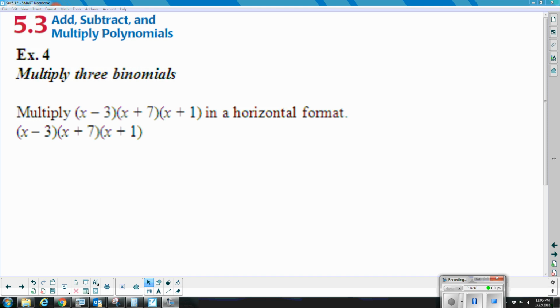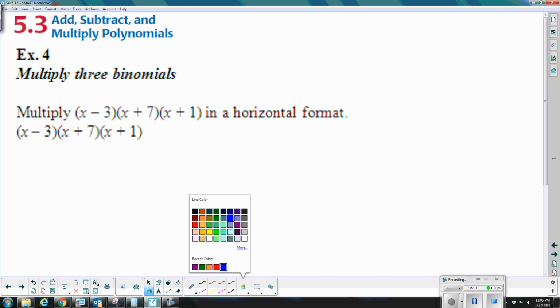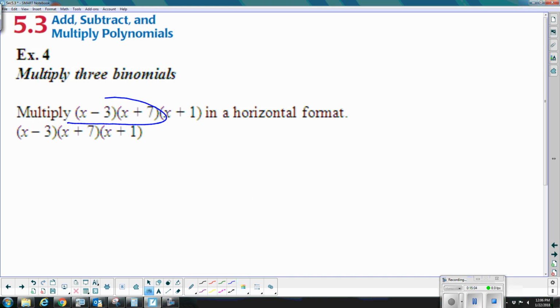So we're going to do this one together, multiplying 3 binomials. I generally work from left to right, but again, multiplication is commutative, so it does not matter which group you multiply first. So to start, I'm going to multiply these two binomials together. You could also, if you wanted to, start with these two binomials. It doesn't matter, again, because multiplication is commutative, but I'm going to start with the first two.